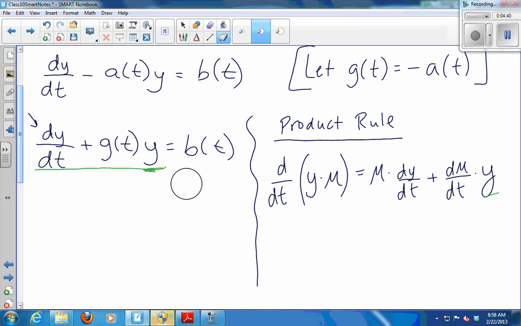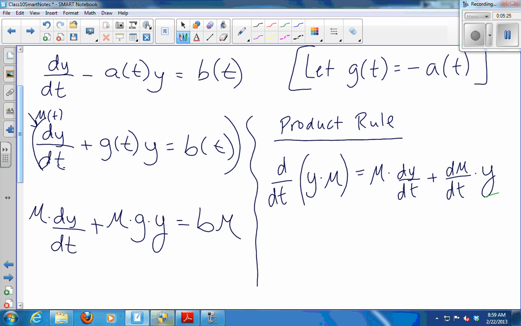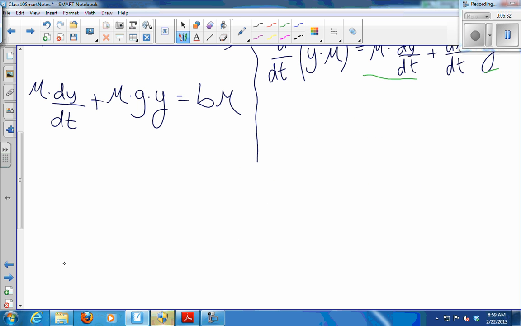So our next step, to make it look even more like the product rule, is I'm going to take this differential equation and multiply both sides of it by mu of t. That way I can make it look even more like the right-hand side of the product rule. So multiply everything on both sides by mu of t. I'm going to have mu times dy dt plus mu times g times y equals b times mu. Multiply both sides by mu. Now this looks a lot more like the product rule. I've got the first term, mu times dy dt, matches.